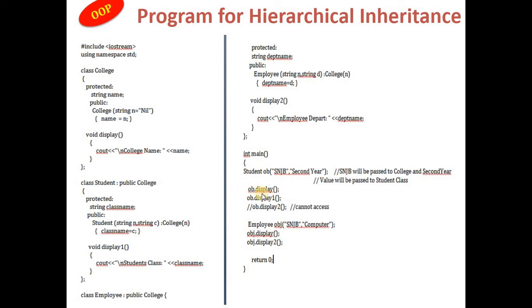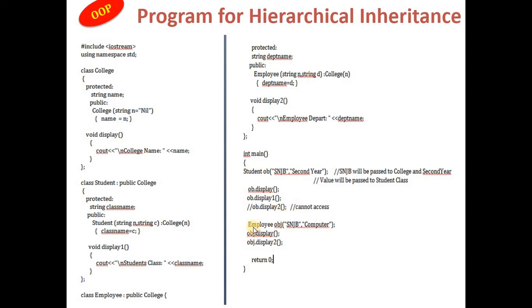of the base class student college. And again ob.display2, when you are doing this you will get an error, because ob is an object of student class and it is not having a relation with employee class. It is not having a relation with employee class. That is why it cannot access the display2 function.